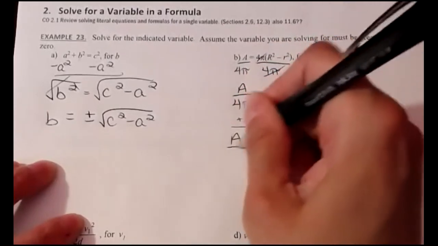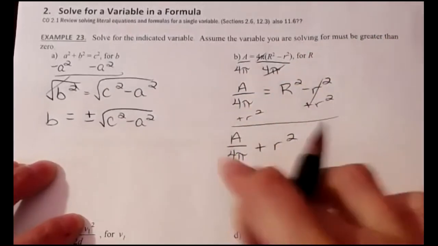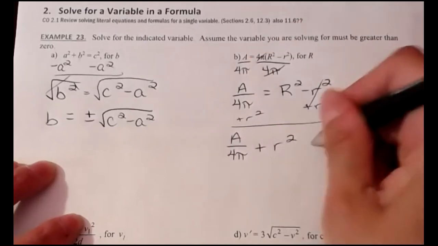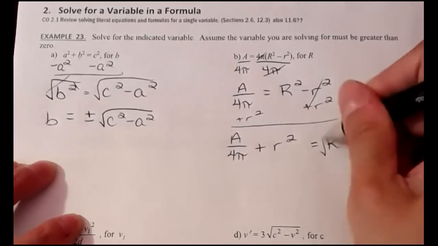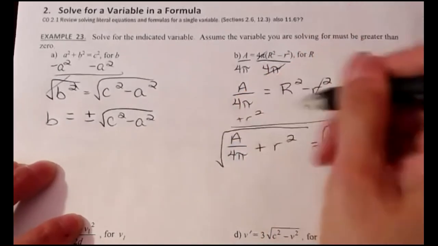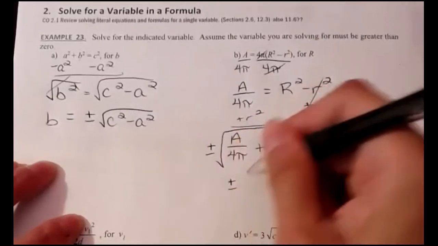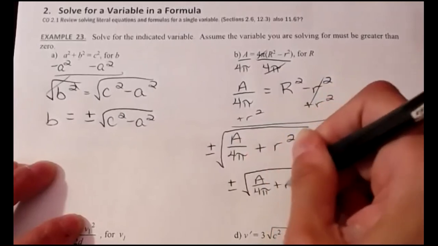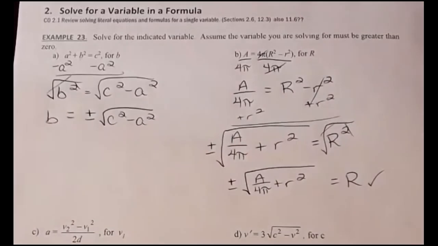I have A over 4 pi plus r squared. Please don't combine these. It's not true. That r squared is not over 4 pi, so it doesn't make sense to combine those. Last step, take the square root of both sides. Don't forget, it's a positive and negative result. So our answer is plus or minus the square root of A over 4 pi plus r squared is equal to R, and you're done. Cool, right?